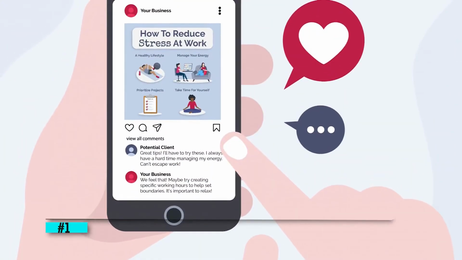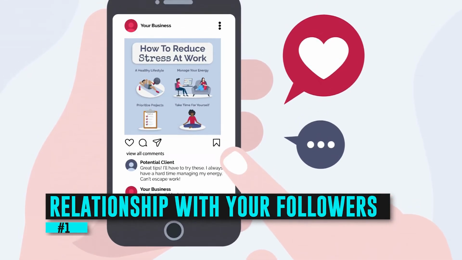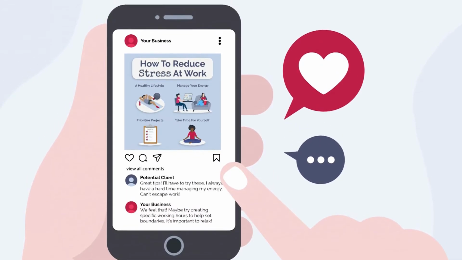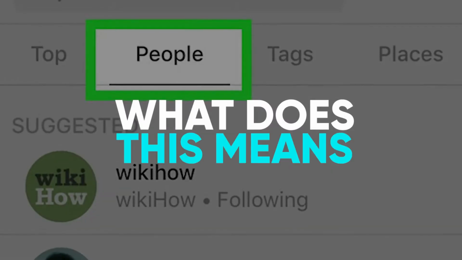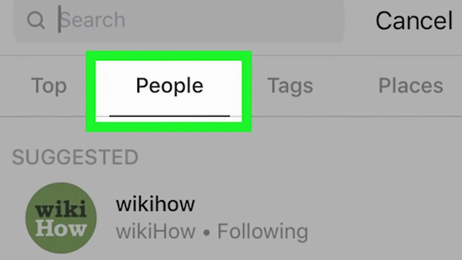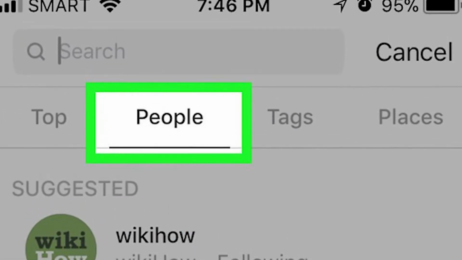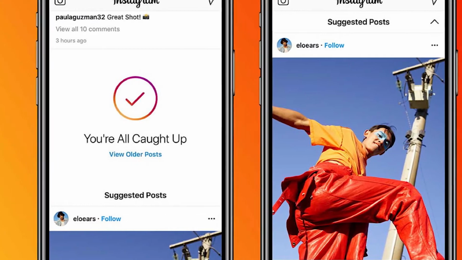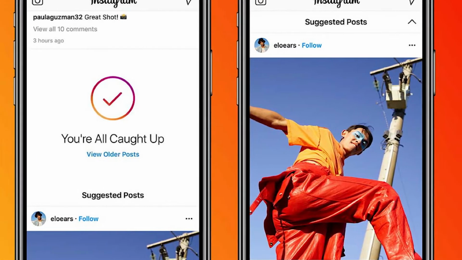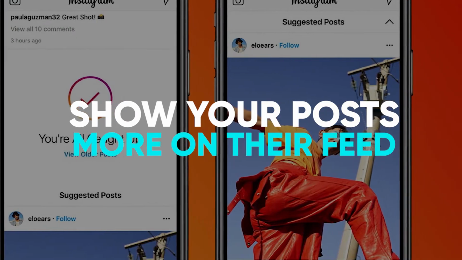Number 1, relationship with your followers. The algorithm takes into account your relation with the user. Now, what does this mean? Basically, if a person has interacted with your content before, the algorithm will infer that the user likes your content and will show your posts more on their feed.